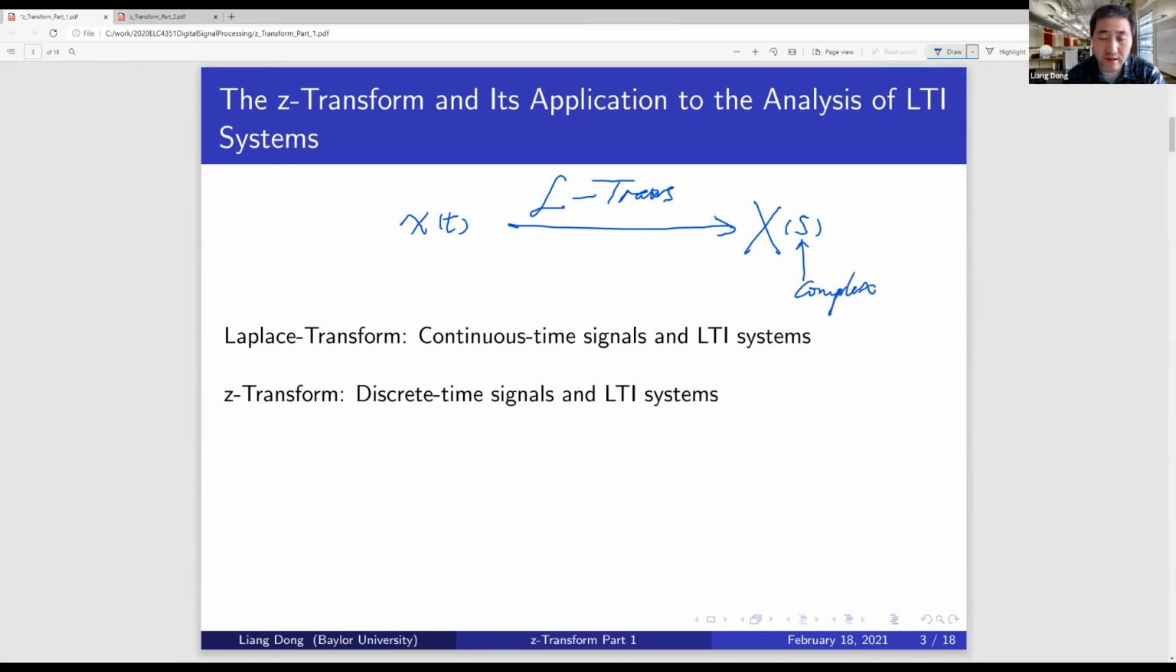So you see here, everything is similar. And now we have x[n]. n is a time index, but it's discrete time. And then we get X(z). So these two, the Laplace transform and the Z transform, are very similar. Almost all the properties are identical. The only difference is one is with continuous time, one is with a discrete time signal.